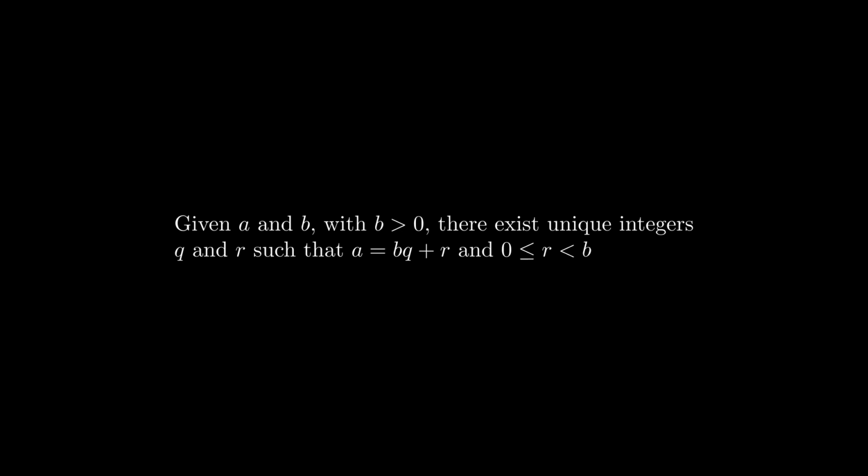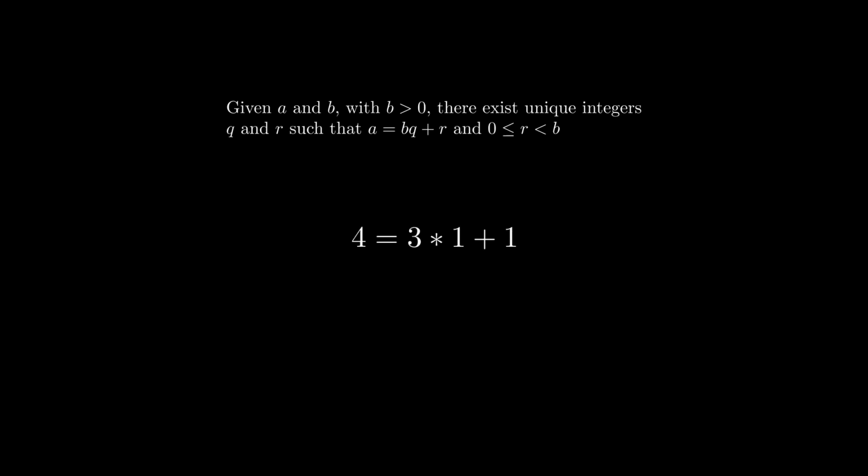In simple words, it says that an integer a can be divided by a positive integer b in such a way that the remainder is less than b. For example, say we have two integers, 4 and 3. 4 can be written as 3 times 1, the quotient, plus 1, the remainder.